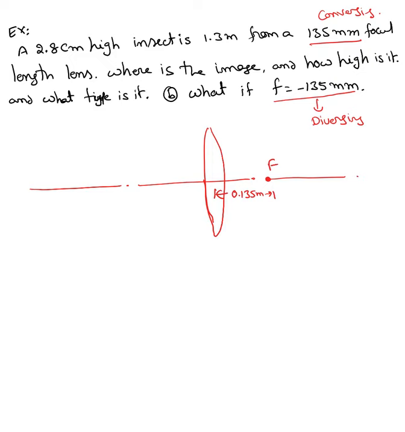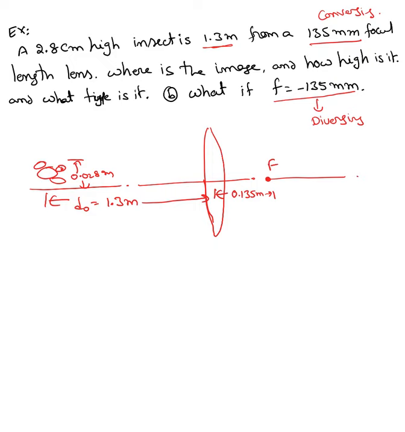A 2.8 centimeter high insect is 1.3 meters from a 135 mm focal length lens. So the distance of object is 1.3 meters. So here is an insect. And the distance of object is 1.3 meters. And he clearly mentioned height of the object is 2.8 centimeters. Let me convert that into meters, which is 0.028 meters.